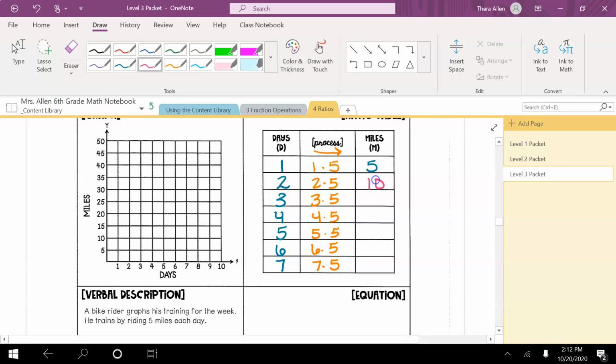So 2 times 5 is 10. 3 times 5 is 15. 4 times 5 is 20. 5 times 5 is 25. 6 times 5 is 30. And 7 times 5 is 35.